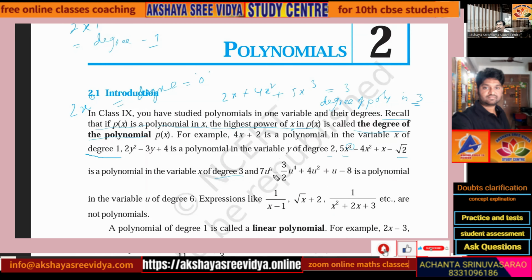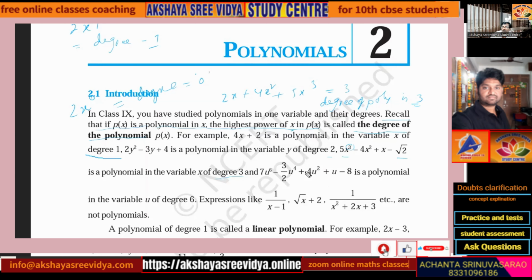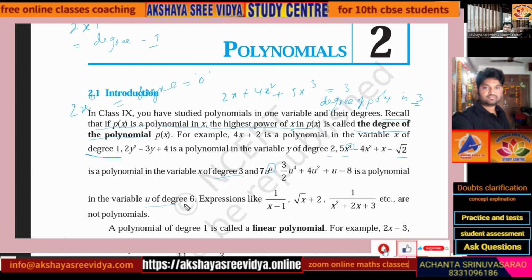And 7u power 6, 3 by 2 u power 4, 4u square minus... Here the highest power of u is the degree, that is 6. So the degree is 6. Now see that 1 by root x minus 1, there is no degree. Root x plus 2 also has no degree. 1 by x square plus 2x plus 3 also has no degree.